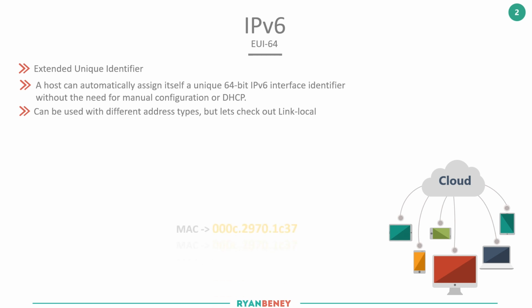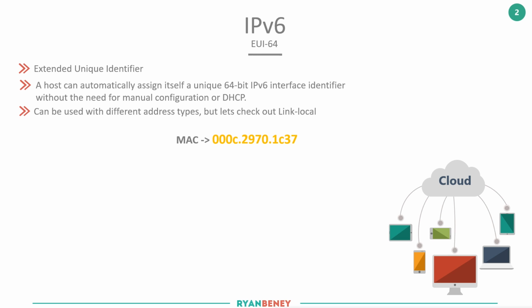So first of all, what we're going to do is take a MAC address from the lab, which I've got here, and we need to identify this MAC address, understand what it is we're looking at, and then how we change it using EUI-64 to build an IPv6 address for us.